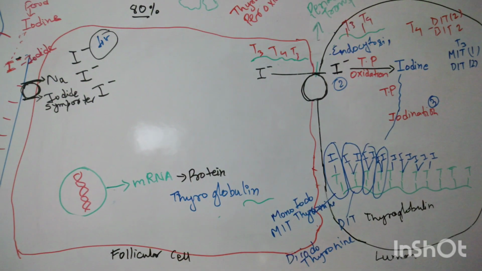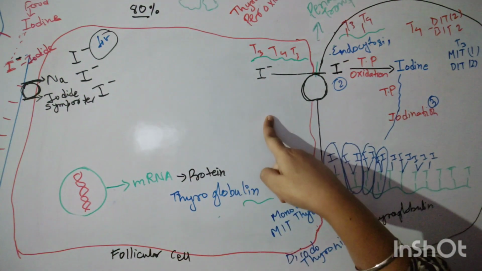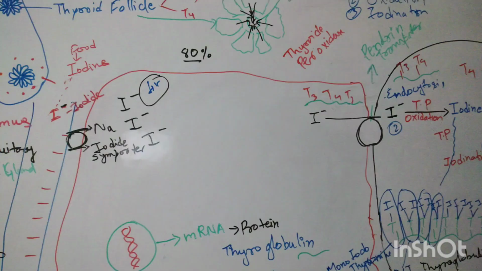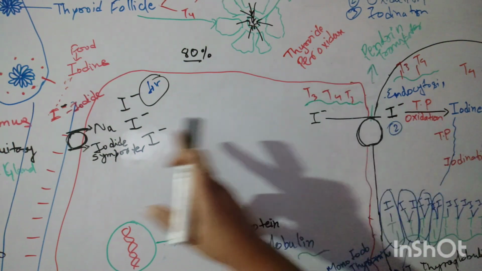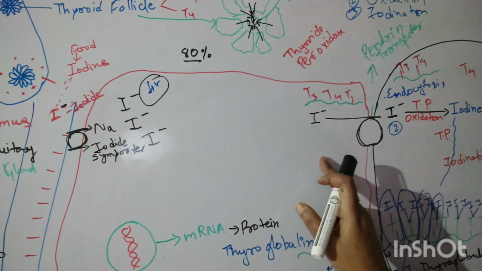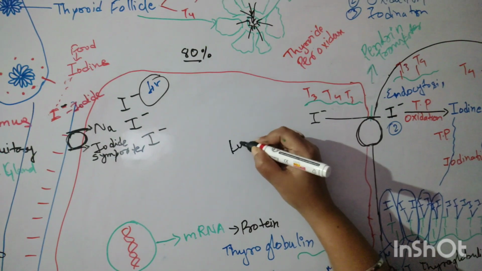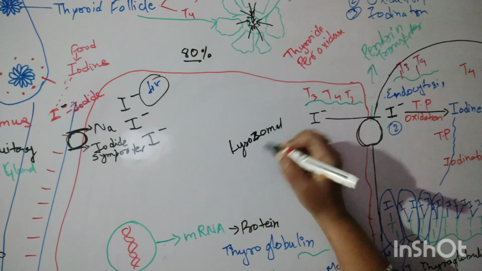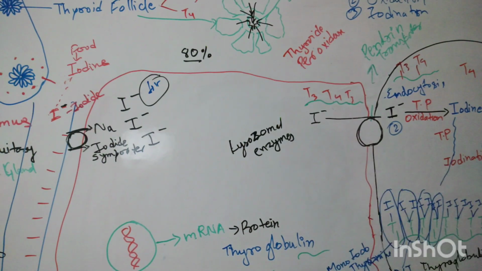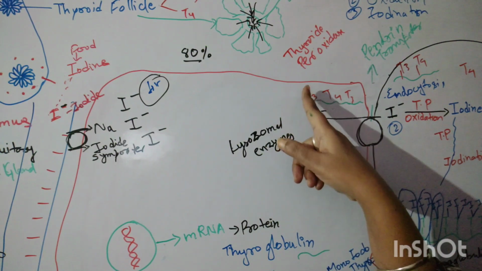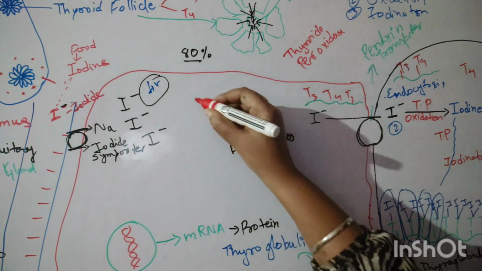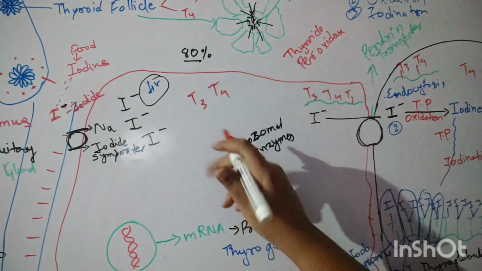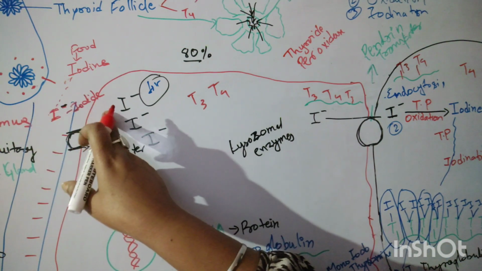Whenever there is a requirement of T3 T4, lysosomal enzymes will be present. This thyroglobulin attached with T3 T4 moves into the follicular cell. Lysosomal enzymes are also present in the follicular cell and in capillaries. They will break this thyroglobulin chain with T3 T4, and T3 T4 will be free in the follicular cell and will move into the circulation.